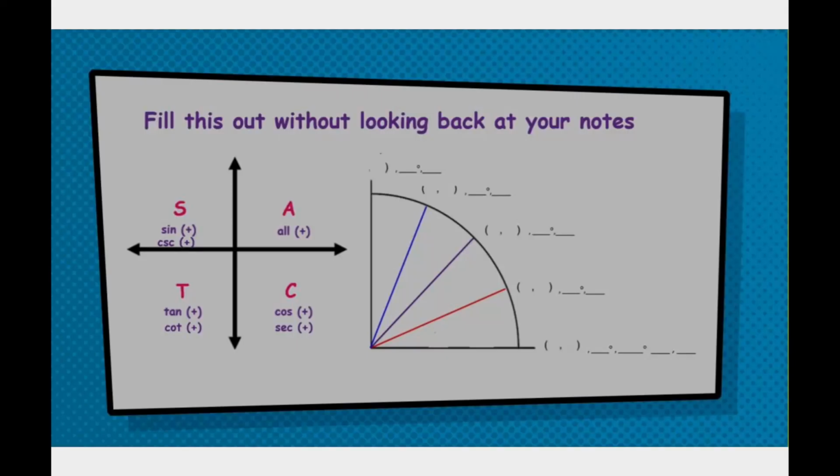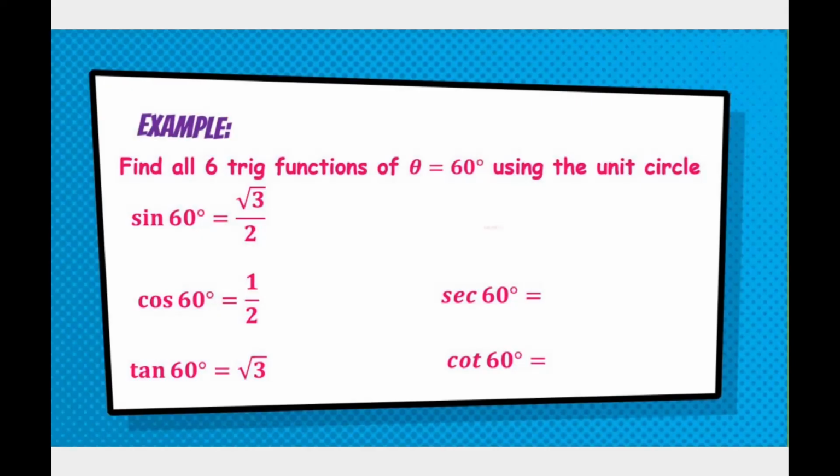Okay, so I would encourage you to fill this out just as some additional practice real quick in your notes. And then find all 6 trig functions of theta of 60 degrees. So we know if we fill this out, we should be able to see the y value at 60 is square roots of 3 over 2. The x value is 1/2. And then if we do y divided by x, we get square roots of 3 for tangent.